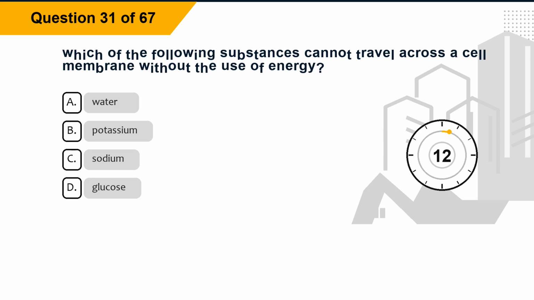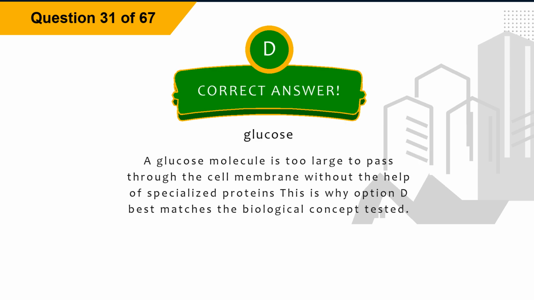Question 31. Which of the following substances cannot travel across a cell membrane without the use of energy? Option A, water. Option B, potassium. Option C, sodium. Option D, glucose. The correct answer is option D, glucose. Explanation: a glucose molecule is too large to pass through the cell membrane without the help of specialized proteins. This is why option D best matches the biological concept tested.